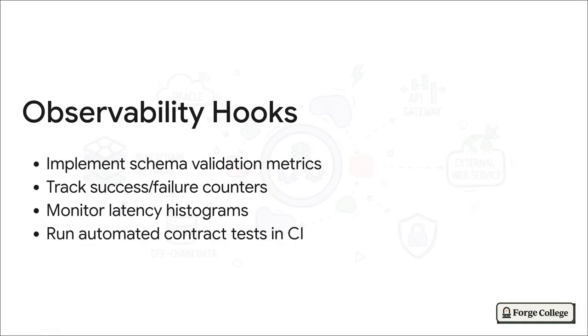But to actually support that human element, you have to put specific observability hooks in place. Think of these as your automated guardrails. You need to implement schema validation metrics, track your success and failure counters, keep a close eye on latency histograms, and, of course, aggressively run automated contract tests in CI. These hooks right here, they're the only thing preventing a third-party protocol's silent API drift from totally wrecking your production environment before you even notice something's wrong.